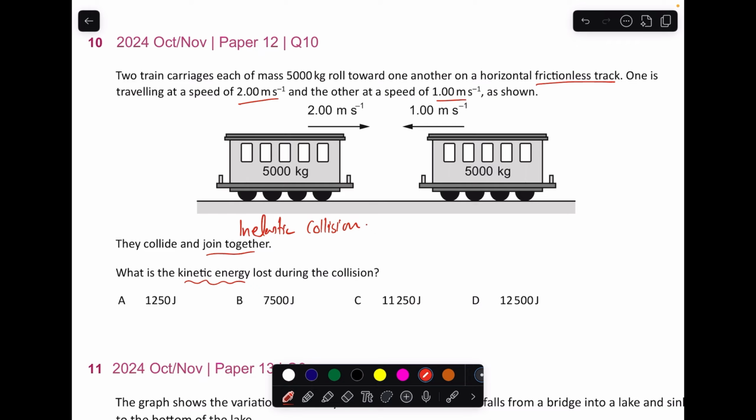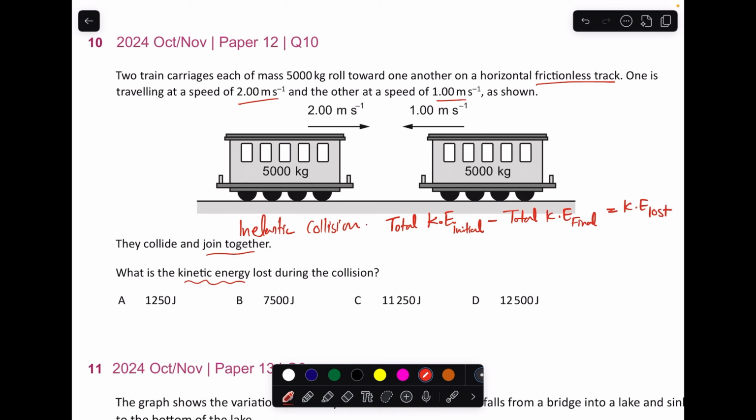So to find this, what you need is the total. We know the initial kinetic energy will be more, so we can write it as total kinetic energy initial minus total kinetic energy final. That will give you the kinetic energy lost.